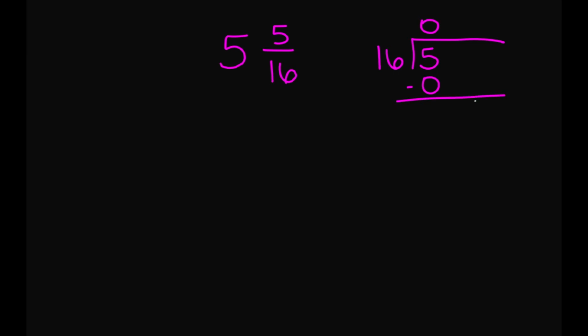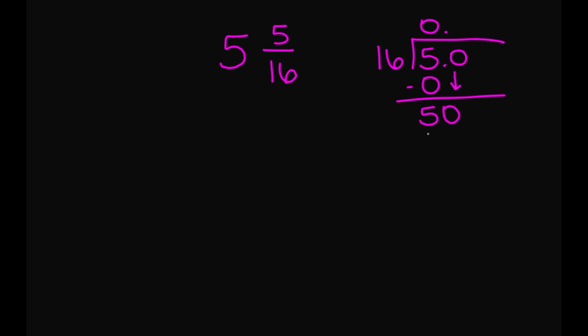So let's do 5 and 5/16. My 16 is on the outside, 5 is on the inside. 16 goes into 5 0 times. 16 times 0 is 0. 5 minus 0 is 5. Add my decimal, bring the 0, decimal, and I'm going to bring this 0 down.